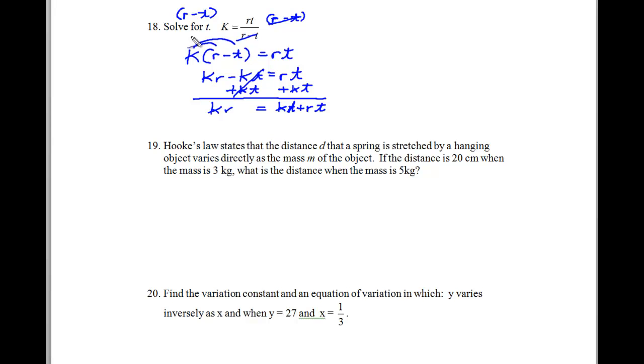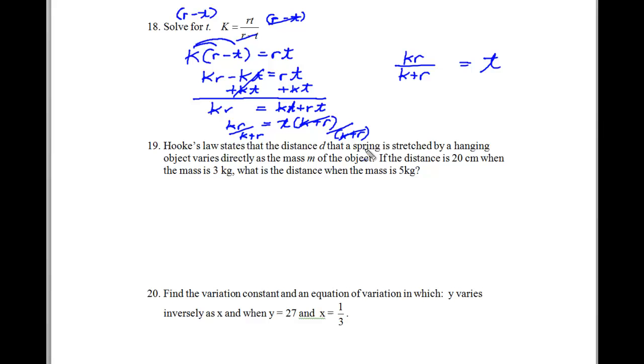Since my goal of the problem is to solve for t, I'm going to get the t all by itself. So I'll take my t and factor it out, so I have k plus r times t is equal to kr. Now my last step to get t all by itself is to divide both sides by k plus r. This will simplify the k plus r's and leave me with t on the right hand side. So t is going to be equal to k times r over k plus r.